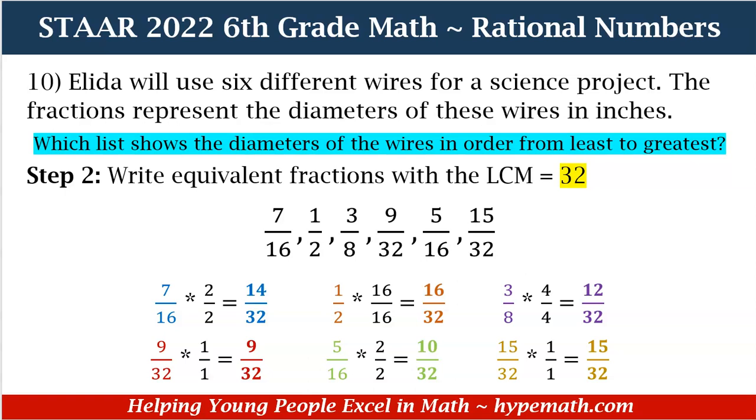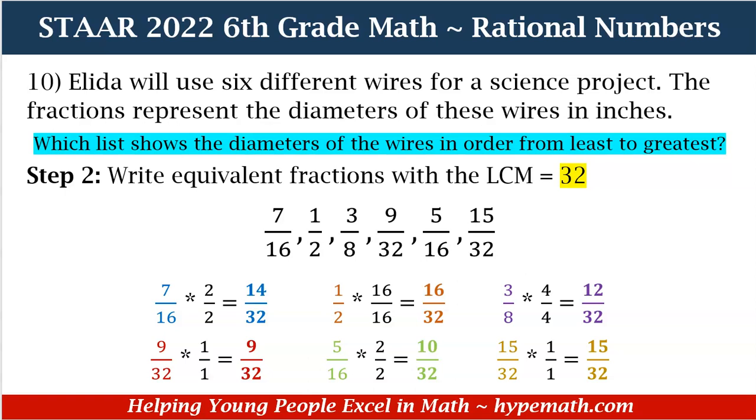Multiplying our numerators, 9 times 1 is equal to 9. And now our denominators, 32 times 1 is equal to 32. Now let's go to 5 over 16. Again, we know our least common denominator is what? Yes, 32. So I'm going to ask myself, what times 16 is equal to 32? And we know that it's 2.